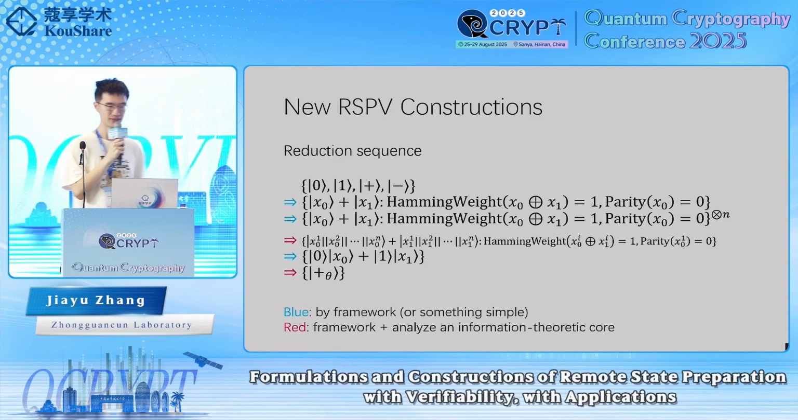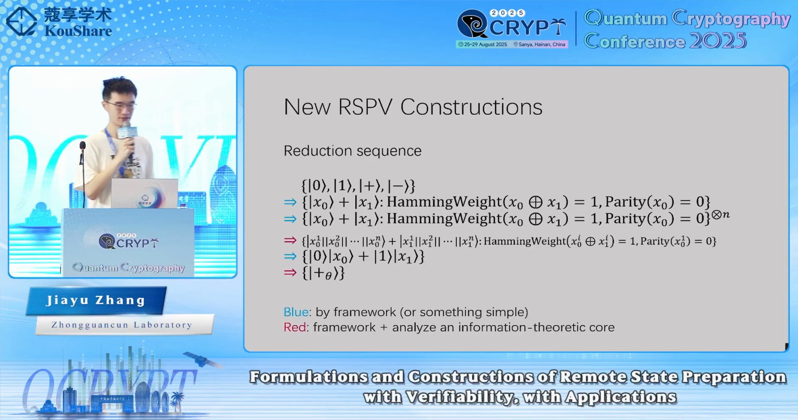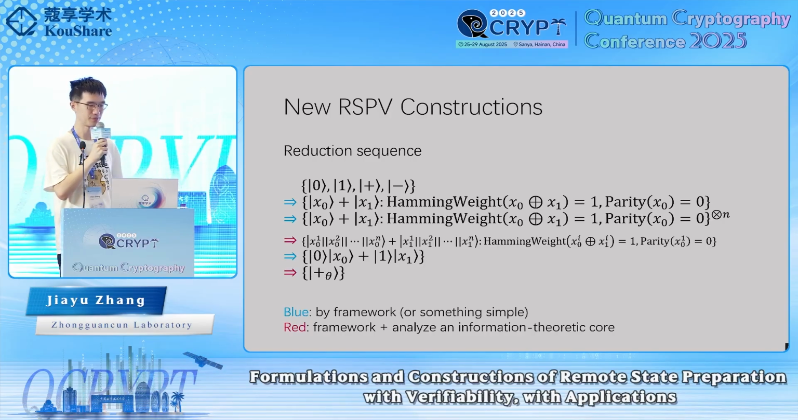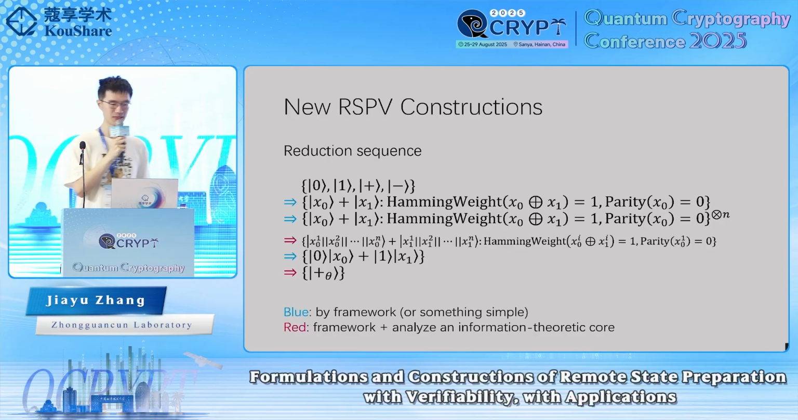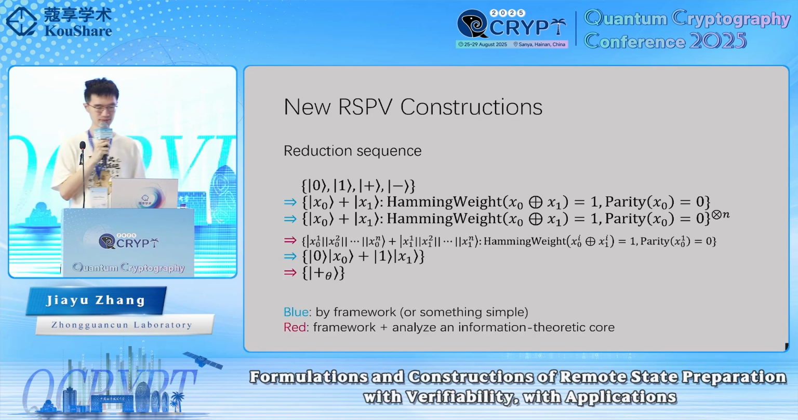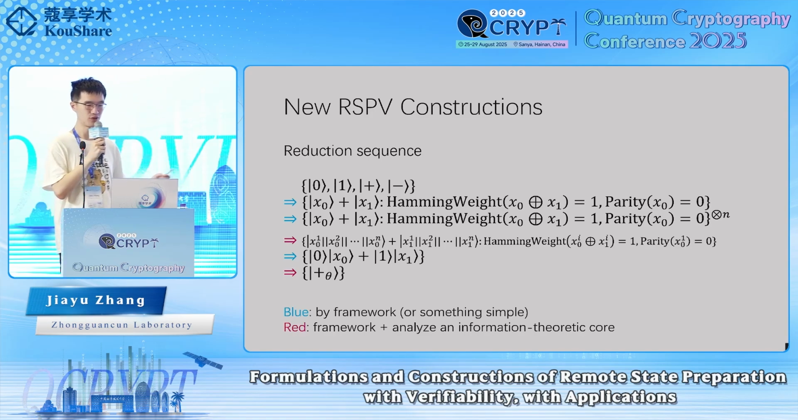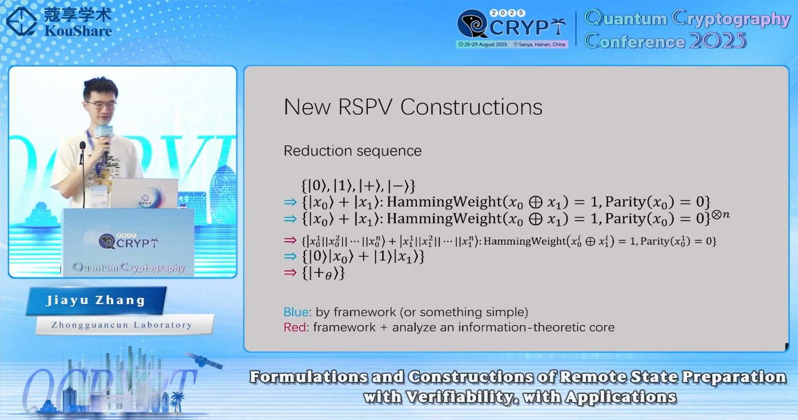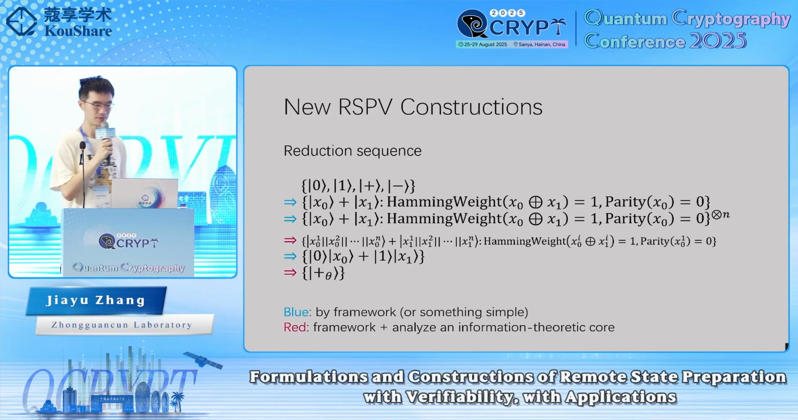And this is our reduction sequence. We start from BB84 states, and we construct new protocols step by step. And we construct the RSPV protocols for |x0> + |x1>, and we further construct the RSPV protocol for |0> + e^{iθ}|1> states. Here, the blue arrow is by our framework, or something very simple. And the red arrow is by analyzing an information theoretic core.